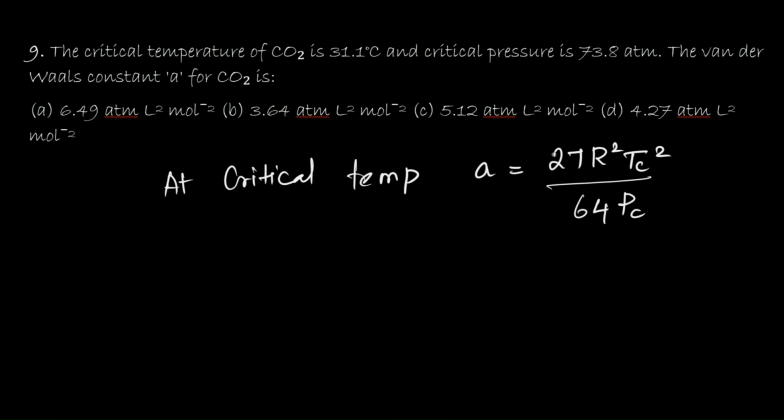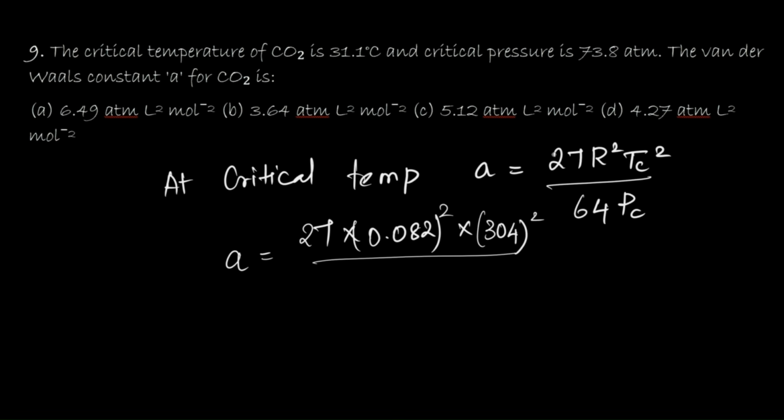So here the temperature is 31.1, substituting here 27, R value that is 0.0821 squared, and temperature 31.1 plus 273, which will become 304 square, divided by 64 into pressure 73.8. So by solving this, you will get 3.64 as your answer.